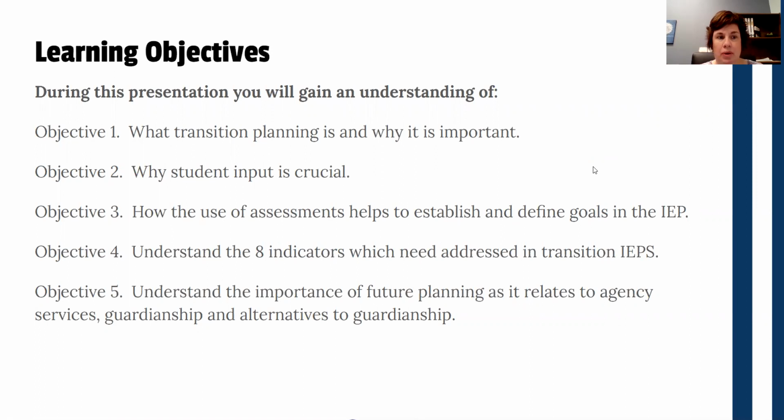Some of the objectives that we will be focusing on today: we're going to be talking about what transition planning is and why it's important, the importance of student involvement, and how the use of assessments helps to establish and define goals for the student's IEP. We're also going to talk about the 8 indicators which need to be covered in the student's IEP through indicator 13. And we will talk a little bit about future planning as it relates to students getting services once they graduate from high school, and also guardianship and alternatives to guardianship.